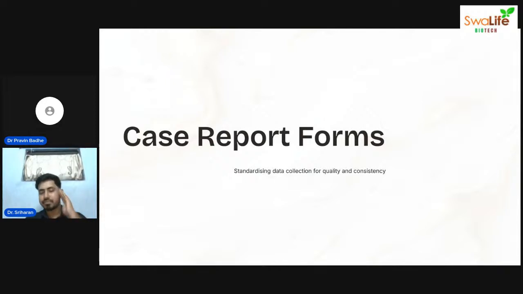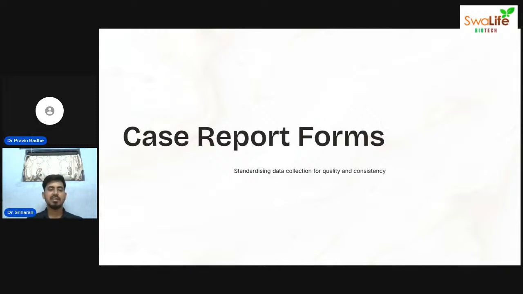Case report form. The case report form is important while doing research. Why? If we are collecting anything, for example, in your college, conducting any competition, you have a separate form for separate things. For example, the poster presentation group has a separate form, and the abstract presentation group has a separate form. Likewise, in college itself, they follow different forms for collection.